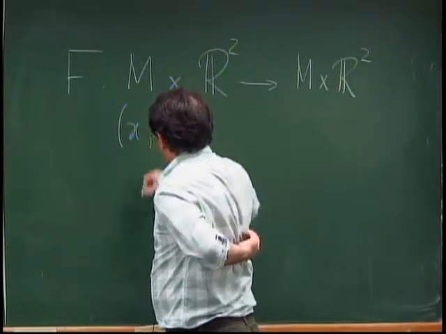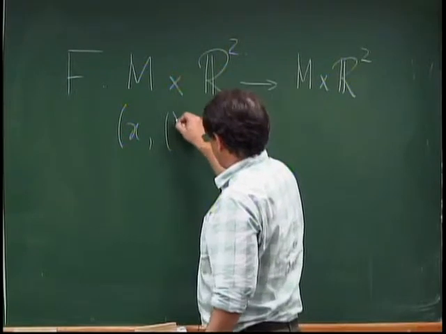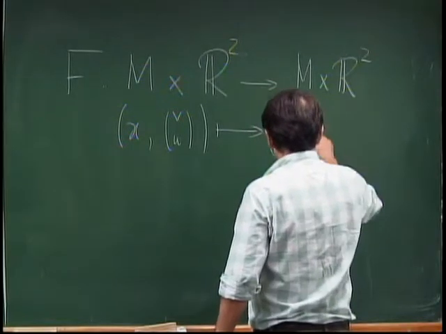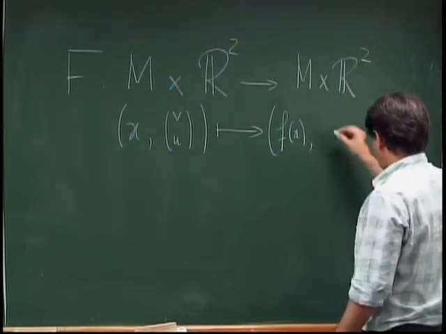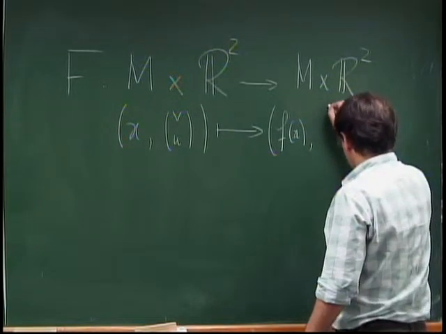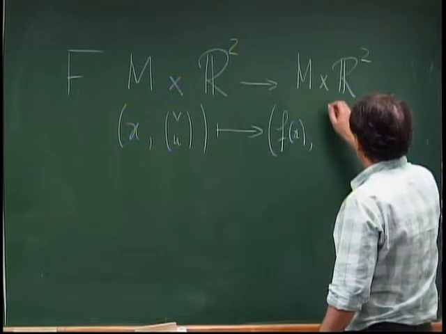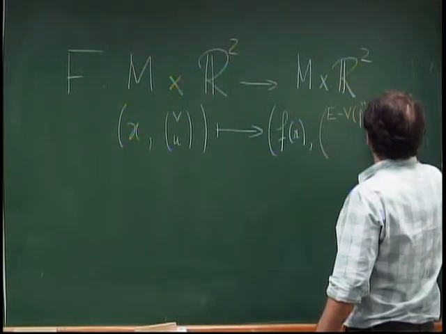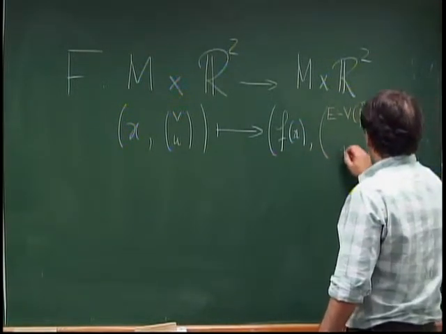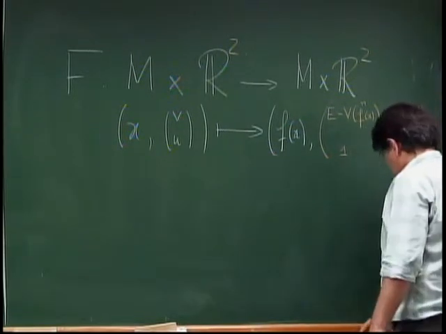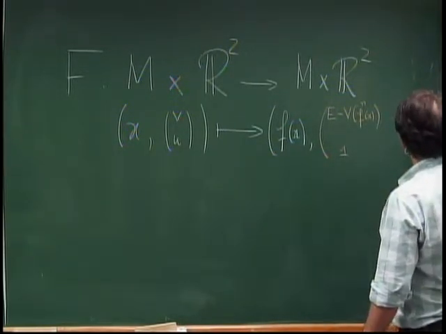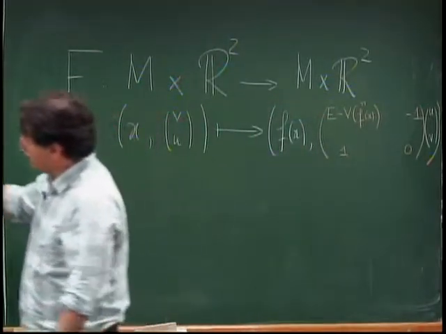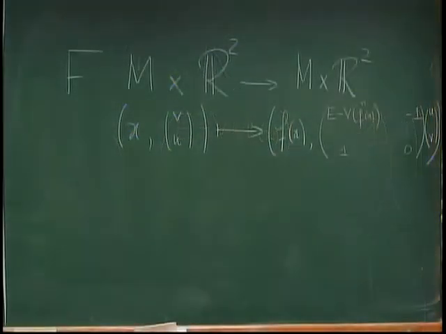Defined by x, and then a vector in R2 I represent as (v, u), goes to f of x, and then the matrix, I'm going to write it in color, (E minus V(f^n(x)), minus 1; 1, 0) applied to (u, v). Okay, this is this matrix here. It appears here.